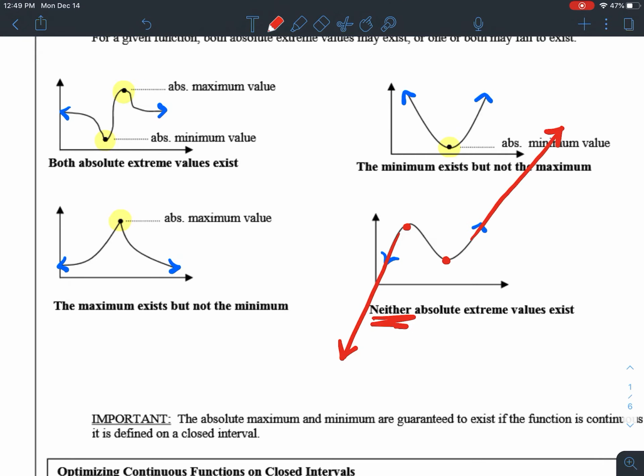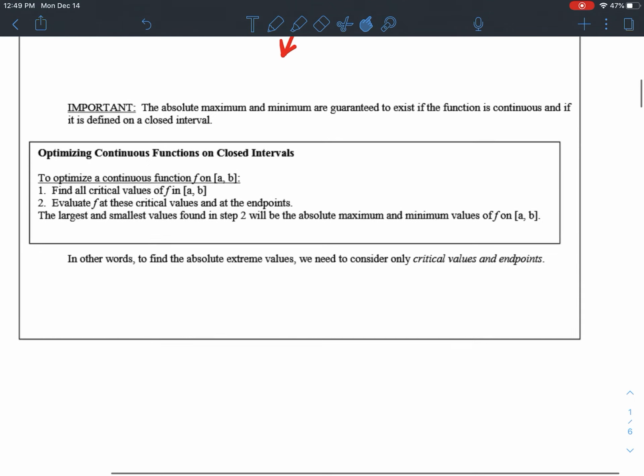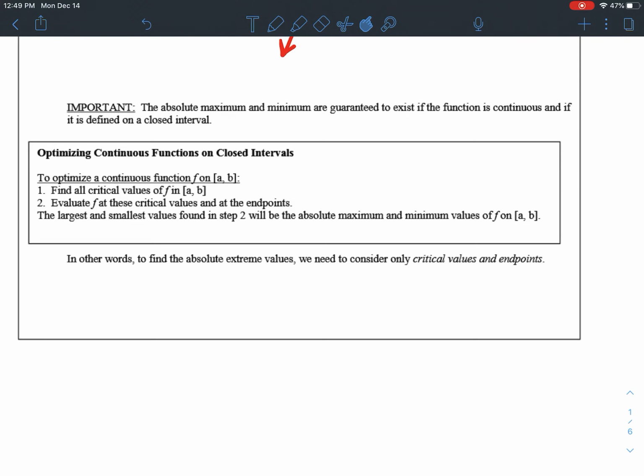There would be no absolute max or min. Now, here's what we're going to be doing on this one example here today, and then your assignment is just to do problems 1, 3, and 5 on, I believe it's page 225, okay? So what we're going to be doing is this process where we're trying to figure out what is the absolute maximum and absolute minimum of a graph, but on a closed-in interval.